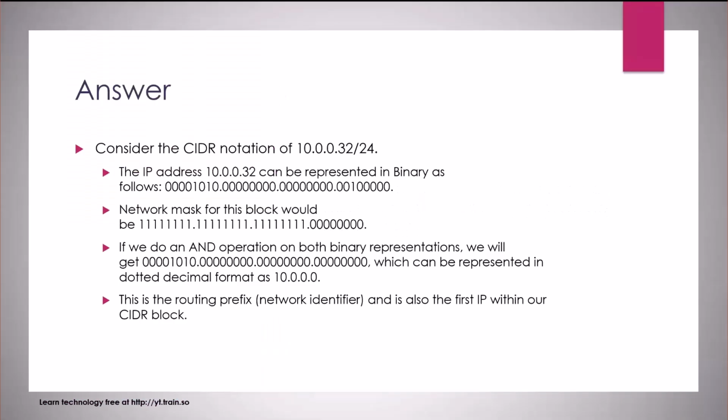Okay, consider the CIDR notation of 10.0.0.32/24. The IP address can be represented in binary as follows. And the network mask for this would be all 24 in ones and rest 8 in zeros. And if we do an AND operation, what will happen? We will get 10.0.0.0. The last 32 will become 0 because they are the host identifier bits, which in the net mask is all zeros. Okay, so this is the routing identifier and is also the first IP within our CIDR block.